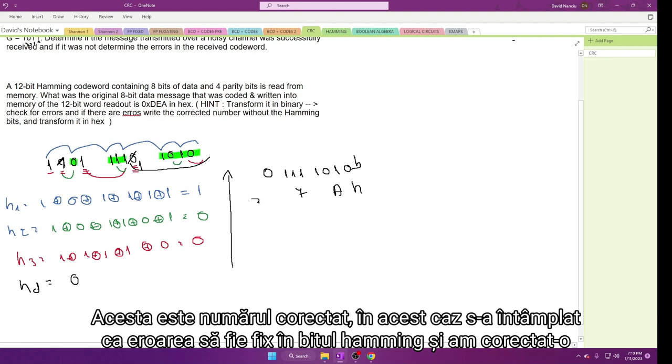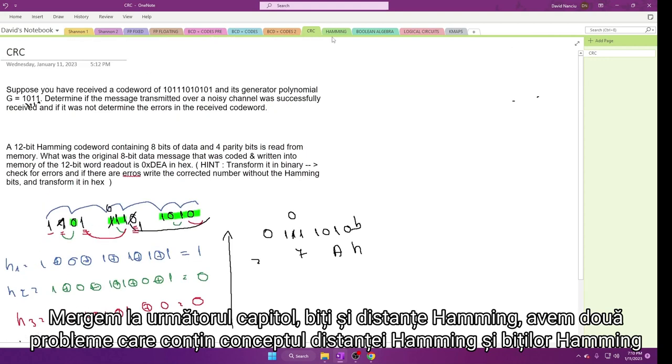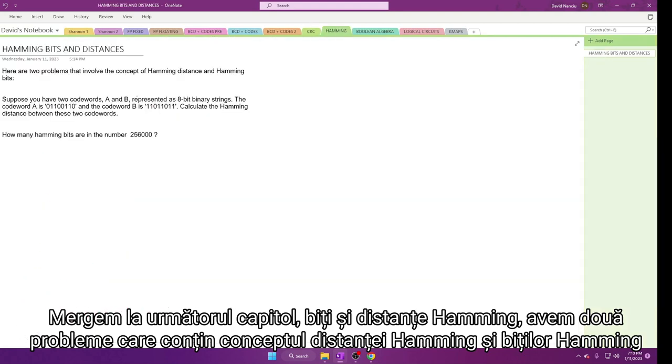In this case it happened that the error was a Hamming bit and we corrected it, but if it was right here, we would just transform it to a 0, so it would have been 0 right here, and automatically the value would be another one. Going to next chapter, Hamming bits and distances.